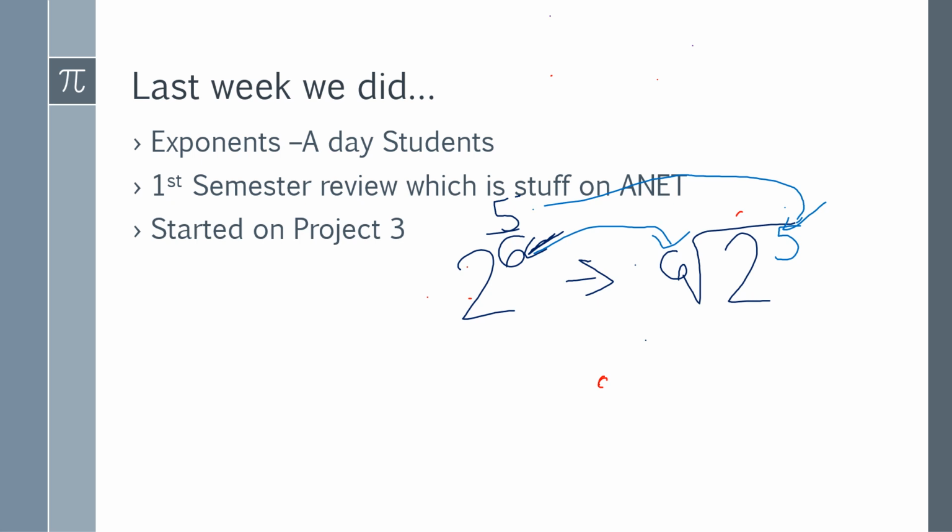Alright, so just remember, when you have a radical with an exponent in the front and the back, you gotta rewrite it as this. What's in the back is the numerator, what's in the front is the denominator. And that's pretty much how we did 8A.